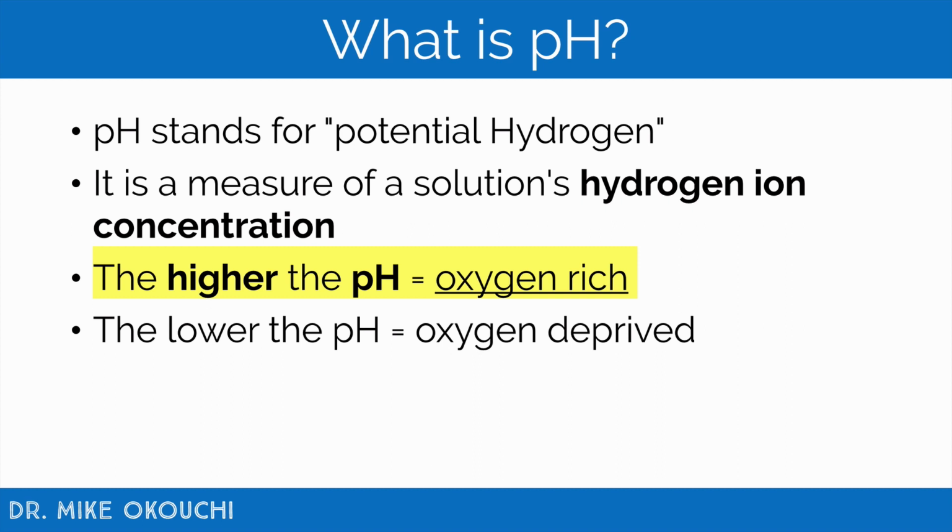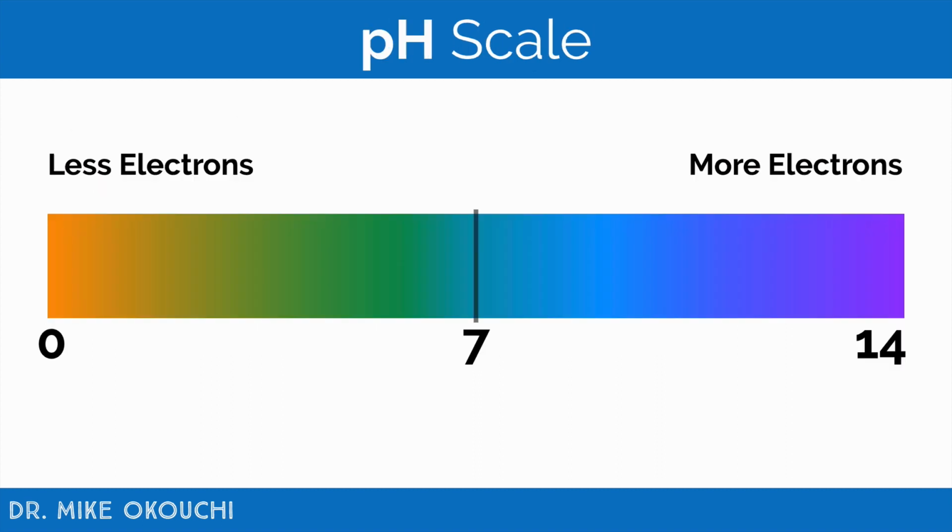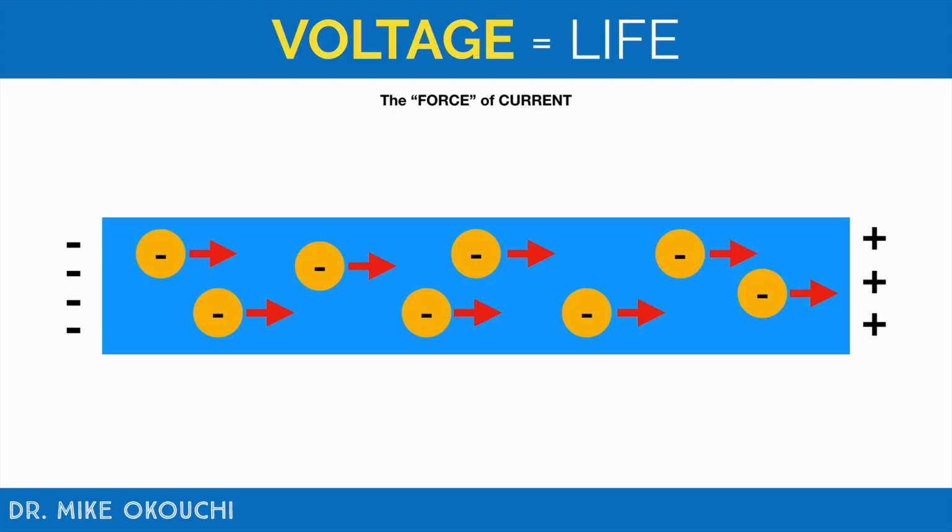So, one of the basic things here is the higher the pH, the more oxygen rich the solution is. The lower the pH, the more oxygen deprived the solution is. So when you look at the pH scale, it goes from 0 to 14, 7 being neutral. And here's another fundamental idea I want you to grasp onto: the higher you go on the pH scale, the more electrons you have. The lower you go, the fewer electrons. So the lower you go, you also have less dissolved oxygen. The higher you go, you have more dissolved oxygen.